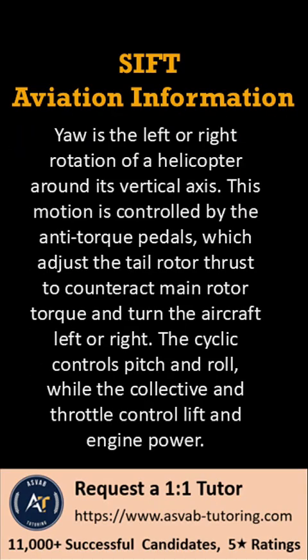Yaw is the left or right rotation of a helicopter around its vertical axis. This motion is controlled by the anti-torque pedals, which adjust the tail rotor thrust to counteract main rotor torque and turn the aircraft left or right. The cyclic controls pitch and roll, while the collective and throttle control lift and engine power.